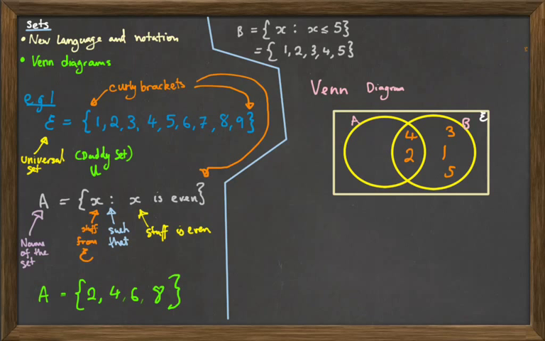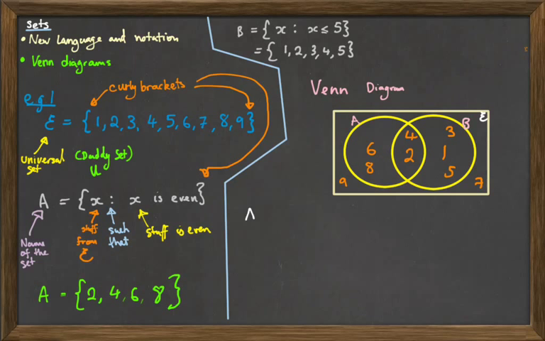The number 6 is in A, but it's not in B. The number 7 is neither in A nor in B, so it's in the universal set, but it is not in the hoops. The number 8 is in A because it's even, and the number 9 is neither in A nor in B. So we can place all those numbers within a Venn diagram.